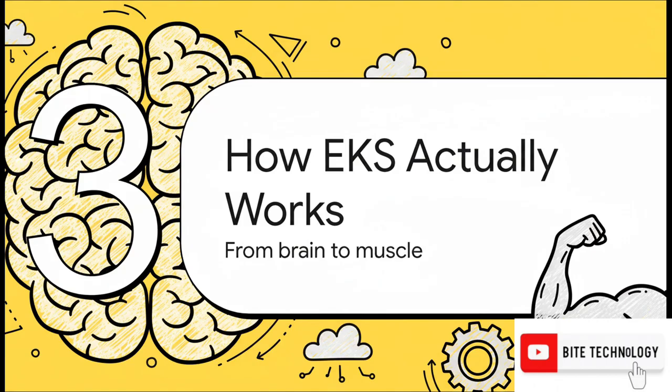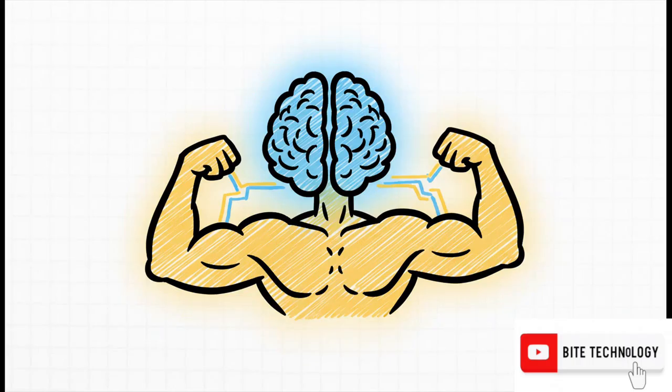So how does AWS actually pull this off? Let's take a look at the architecture. And really, the best way to think about it is to split it into two main parts. You've got the brain and you've got the muscle. Every single EKS cluster is built on these two fundamental pieces. You have the control plane, which is the brain, making all the decisions, and then you have the worker nodes, which are the muscle, providing all the compute power to actually run your stuff. Let's start with the brain.